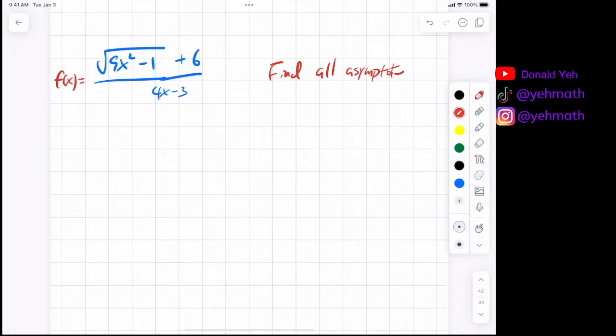How do I find all asymptotes? What is the first type of asymptote that is easier to find? Vertical. So vertical. Is 4x minus 3 equal to 0, x equals 3 over 4. Cake. Not hard. Now, I'm going to find horizontal asymptote.